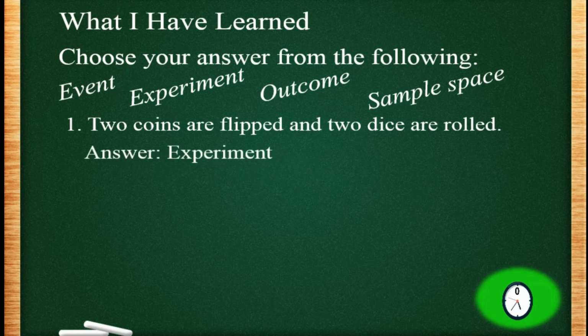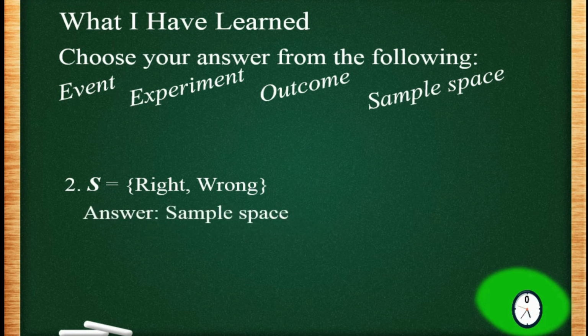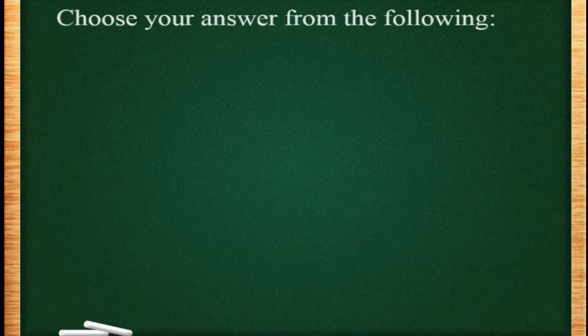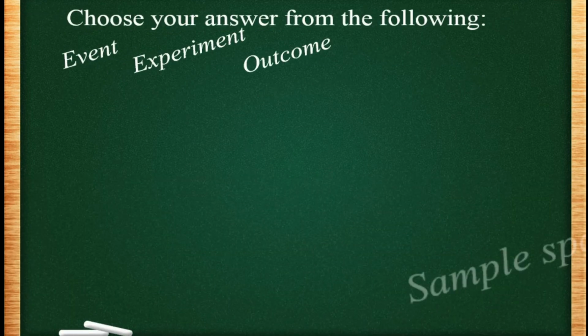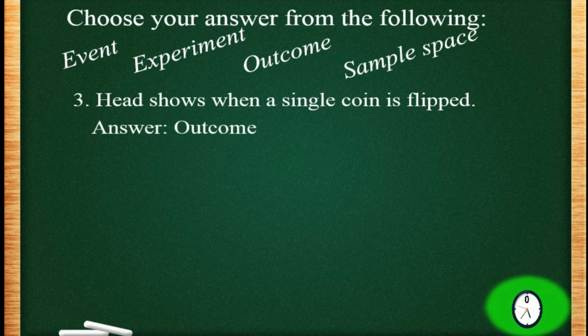You are correct if your answer is experiment. 2. S has the elements right and wrong. You're correct if your answer is sample space. Number 3. Head shows when a single coin is flipped. Indeed, the answer is outcome.